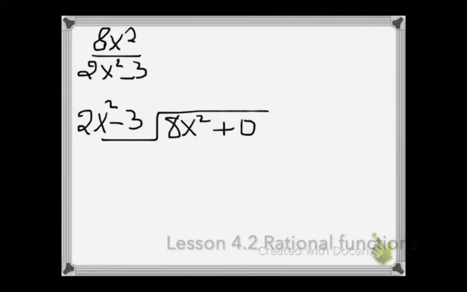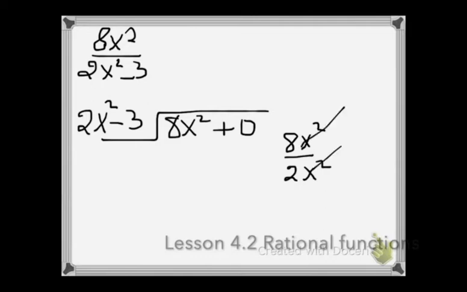Now, the first step in our long division is the division. We divide first by first, so we divide 8x squared divided by 2x squared. x squared cancels, and 8 divided by 2, I will have the answer 4. After that, I multiply 4 times minus 3, which is minus 12, and I place it under the 0.